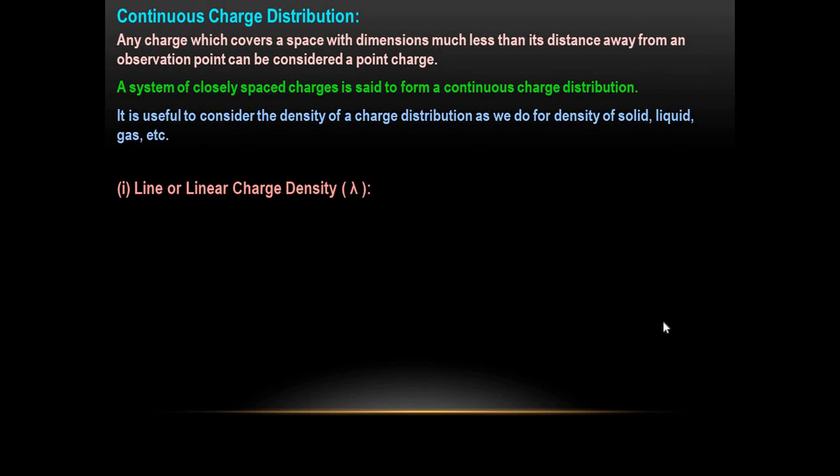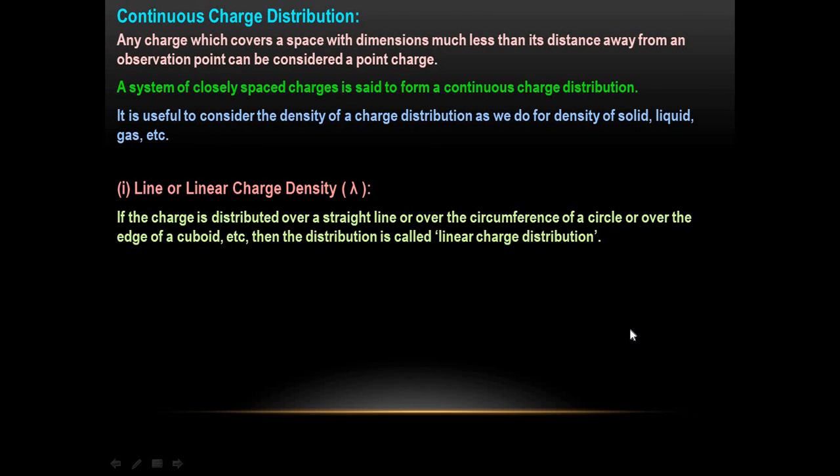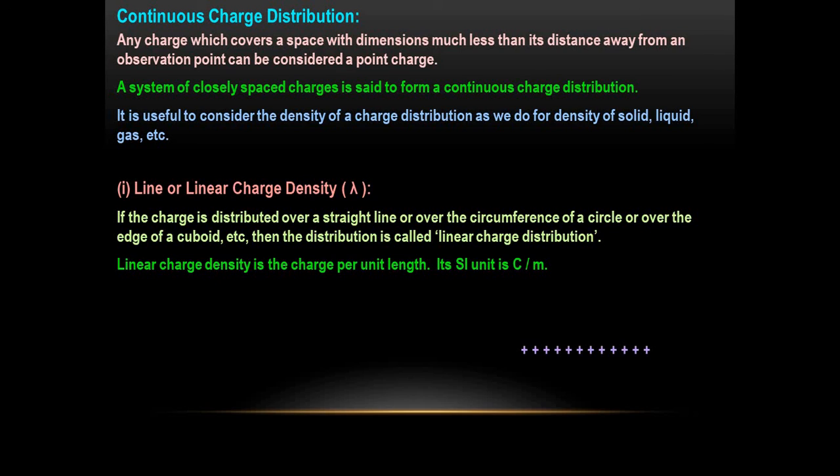That means the charge is distributed over a length or in a line. If the charge is distributed over a straight line, or over the circumference of a circle, or over the edge of a cuboid, the distribution is called a linear charge distribution. Linear charge density is the charge per unit length, and its SI unit is coulomb per meter. Here we consider the charges distributed over a line, and we take a small elemental length dl covering a charge dq. Then the linear charge density lambda is given by dq by dl, and the total charge enclosed in the system is given by the integral of lambda dl over the length.